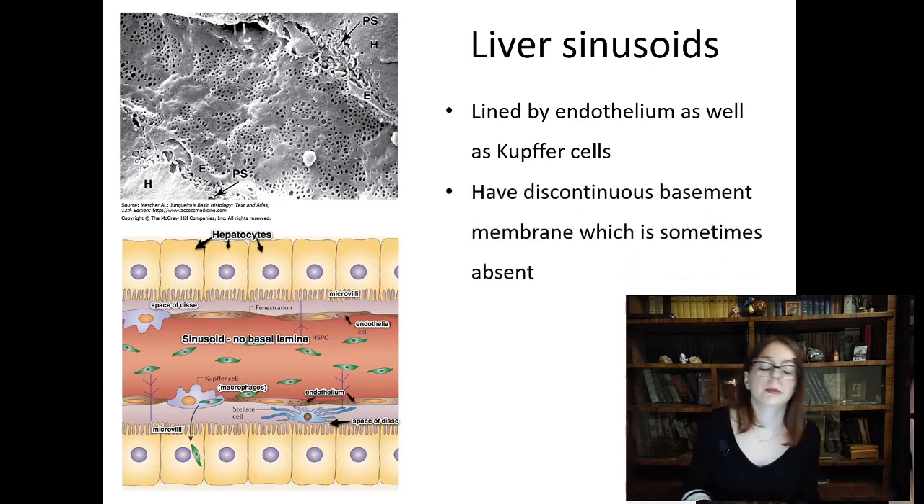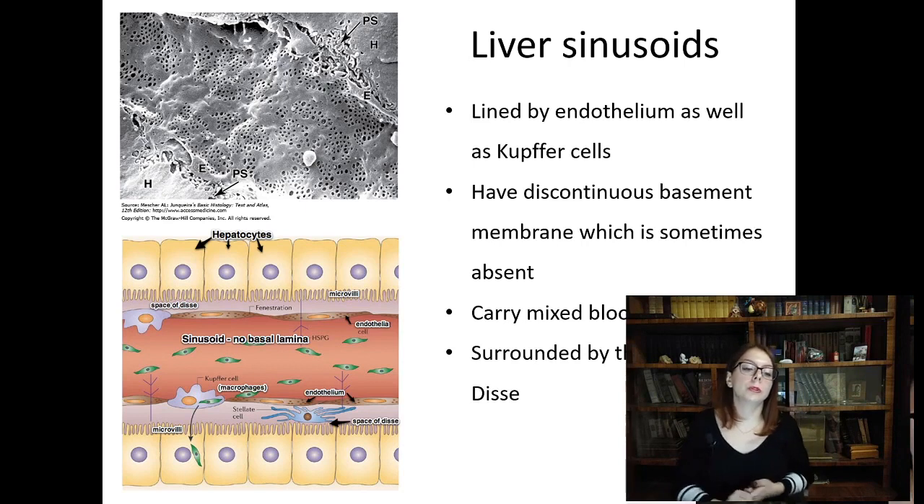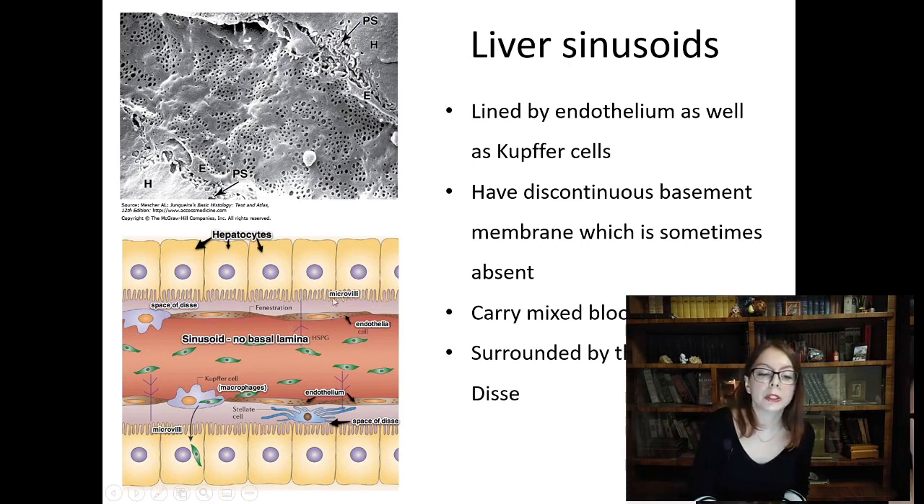Then these sinusoids have a basement membrane which is very poorly developed, and moreover sometimes it is even absent. So the blood is as close to the hepatocytes as it is possible. After that, inside sinusoids, do not forget, mixed blood circulates because sinusoids receive blood both from vein and artery, which is unusual. And those capillaries are surrounded with a so-called space of Disse.